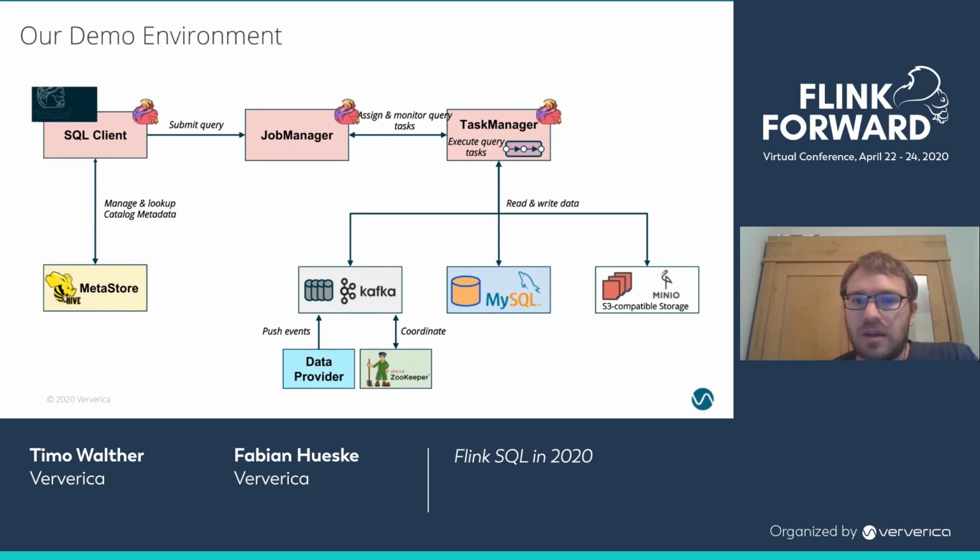And then there is a bunch of systems that we read and write data from and to. First of all, there's an Apache Kafka cluster where we have one additional container pushing some data into the Kafka topics. The Kafka topics are being fed while the demo is running, so they're not pre-populated, but instead we push the data there more or less in real time. There is a container running MySQL and also another container running MinIO, which is an S3 compatible storage system.